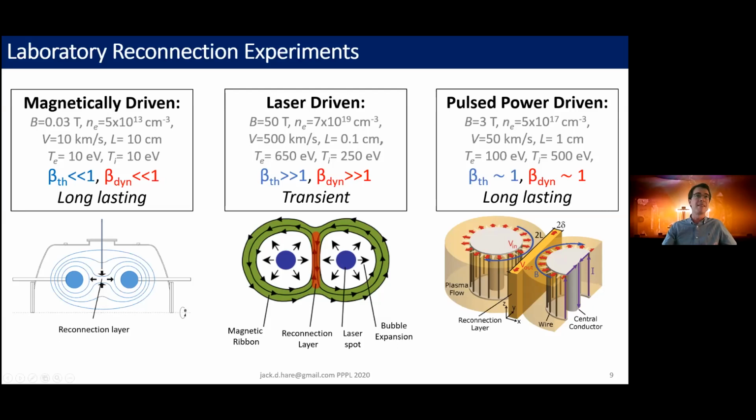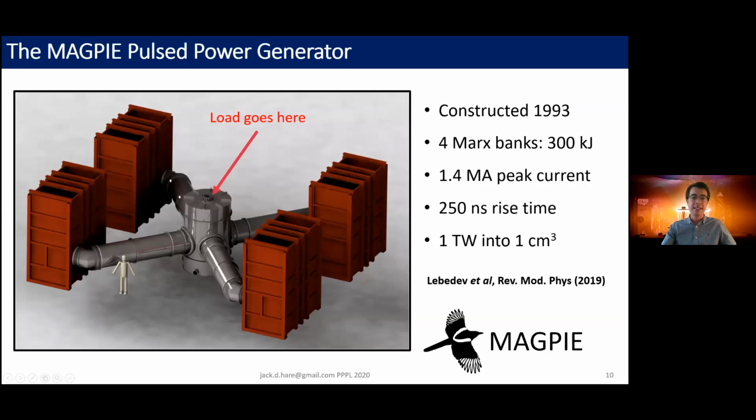And these experiments were carried out on the Magpie pulse power generator. Now, Magpie consists of 4 large capacitor banks, which discharge through these 4 horizontal transmission lines. The transmission lines merge at the center here to create a vertical transmission line, which tapers at the top, and it delivers a 1.4 megaampere peak current with a 250 nanosecond rise time into the chamber. Now, this very, very high current and short rise time is equivalent to a terawatt of electrical power inside a volume of around a cubic centimeter.